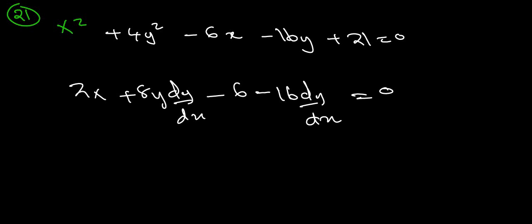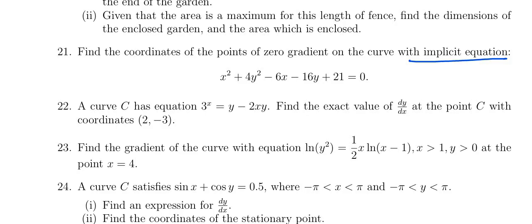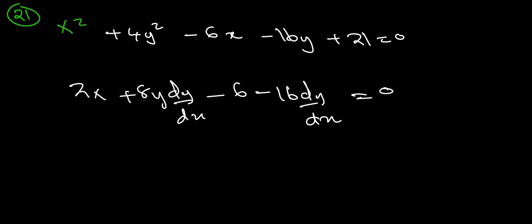So we make this the subject because they're saying this is 0. Look at what they said here. This is interesting: find the coordinates of the points of zero gradient on the curve with implicit equation, meaning after we differentiate it, the way we're having here, the dy/dx, which is the slope, is supposed to be 0 at these particular points that have not been given to us.